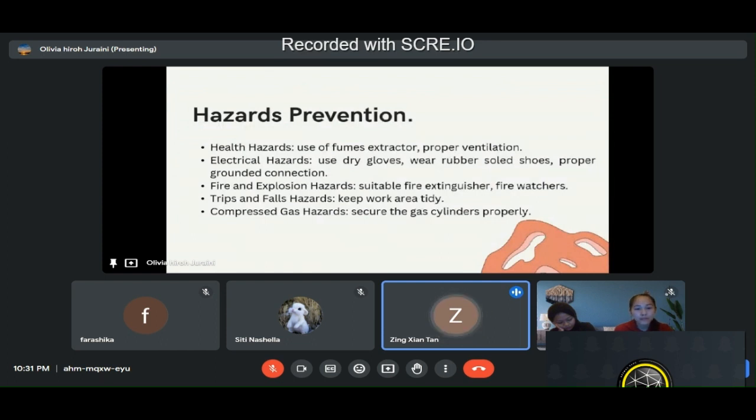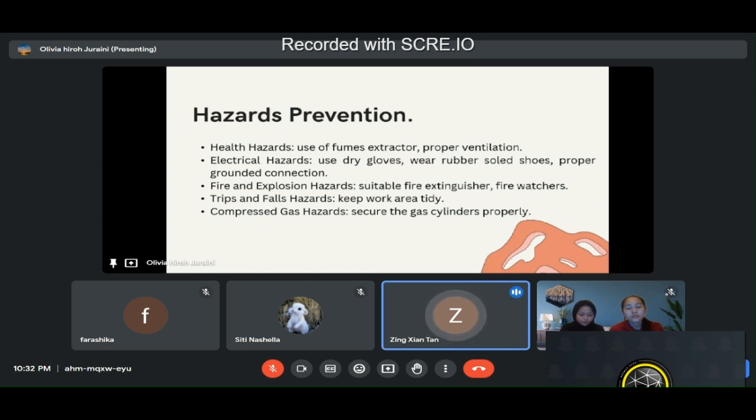And for electrical hazard, workers should use dry gloves, wear rubber-soled shoes, and use a properly grounded connection. And next is fire and explosion hazards. The workers should use a suitable fire extinguisher and fire watches. And the next one is trips and falls hazard. The workers should always keep the working area tidy.